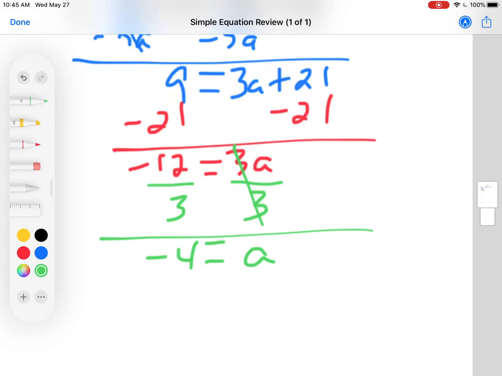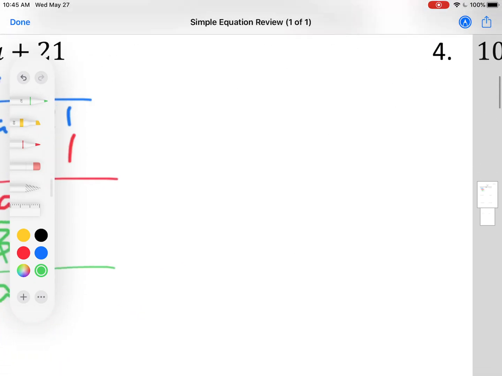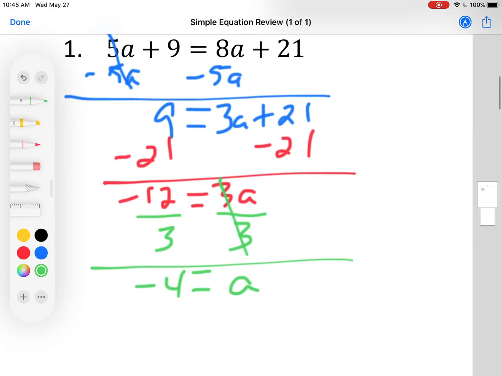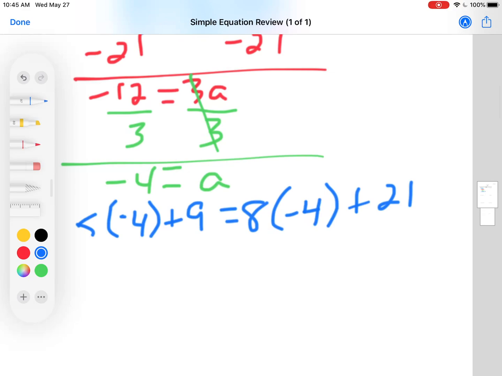Does that mean I'm finished? No. Including the check step. So, check step. Negative 4 is a. We will write this original equation, but replace a with negative 4. 5 times negative 4 plus 9 equals 8 times negative 4 plus 21. Now we just have to evaluate.